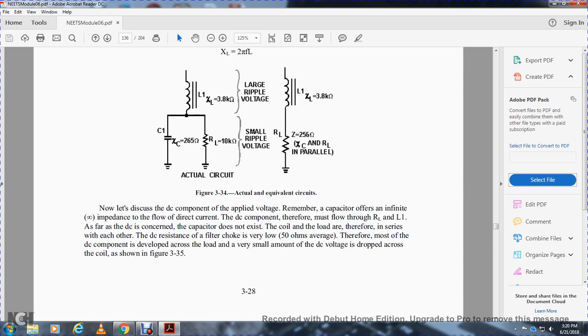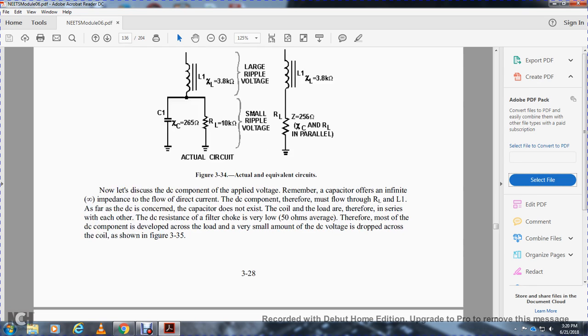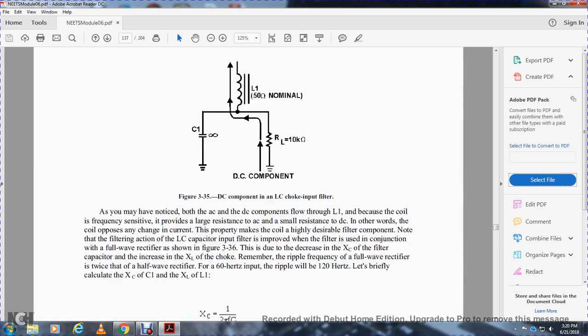Remember, the capacitor offers infinite impedance to the flow of direct current, the DC component. Therefore, as far as the DC is concerned, the load resistor is in series with the inductor, and the capacitor does not exist. In series with each other, the DC resistance of the filter choke is very low, about 50 ohms on average. Therefore, most of the DC component is developed across the load, and a very small amount of DC voltage is dropped across the coil, as shown in figure 335.